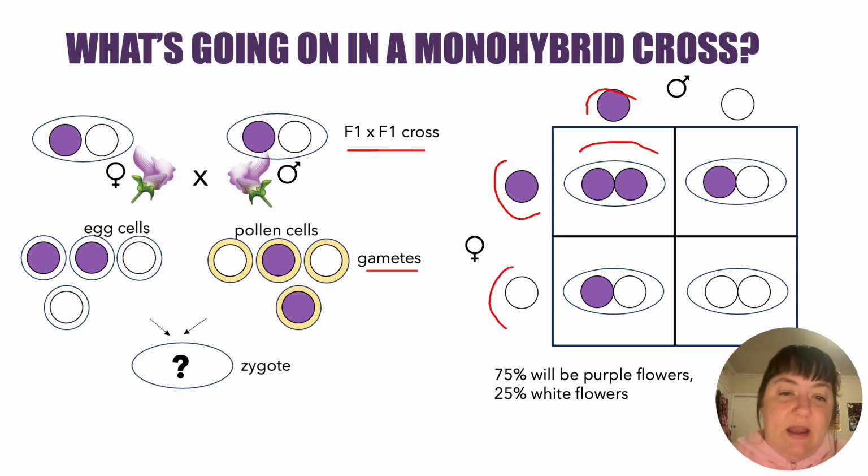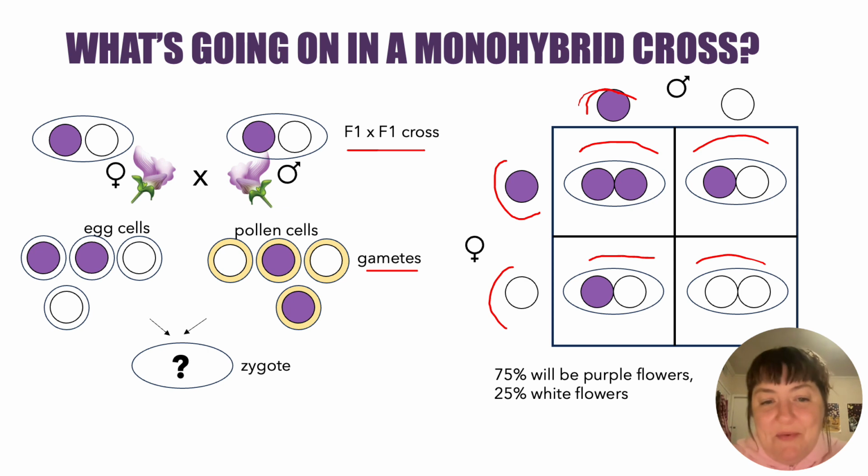If you get a white egg cell with a purple pollen, then your zygote will have one white and one purple, so it'll appear purple, have the purple phenotype, but it will still be a hybrid genetically. Same in the case where it's a purple egg and a white pollen. And if you get the white egg and white pollen, then you get a zygote that has two whites, and that one will be white. And this is what he saw.